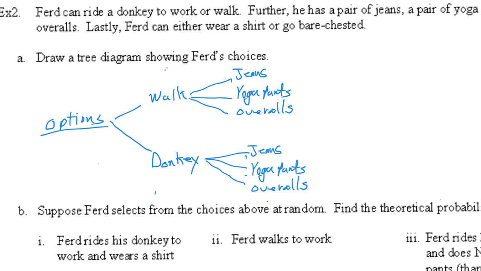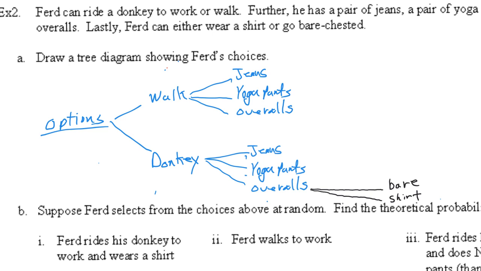All right, now, for bare-chested or shirts, we'll just write bare and shirts. So imagine I chose the donkey, right? And then I decide to wear overalls, but then I decided to either go bare-chested or wear a shirt. So now, off the overalls, I end up with two possibilities, bare or shirt.